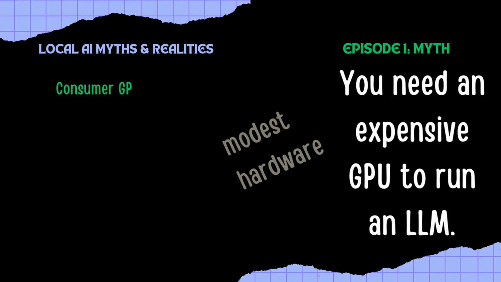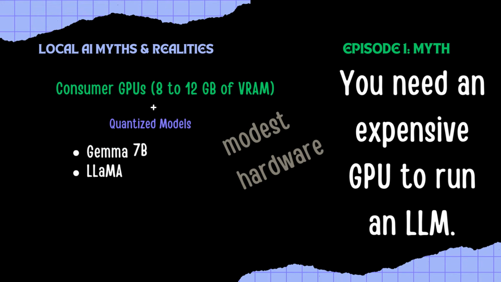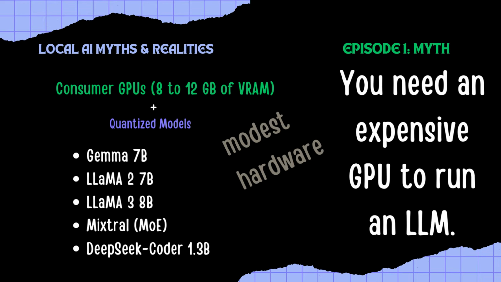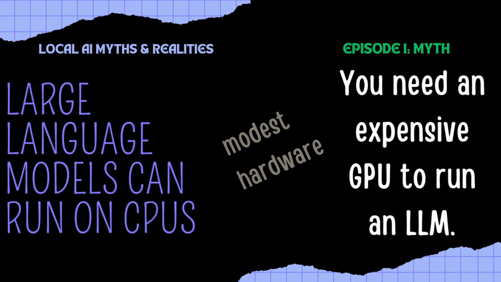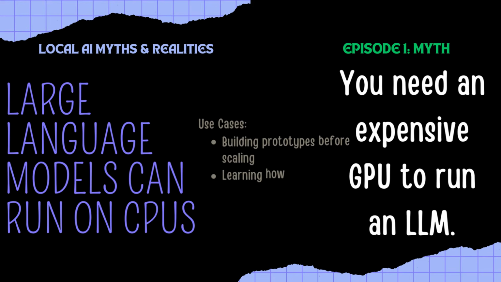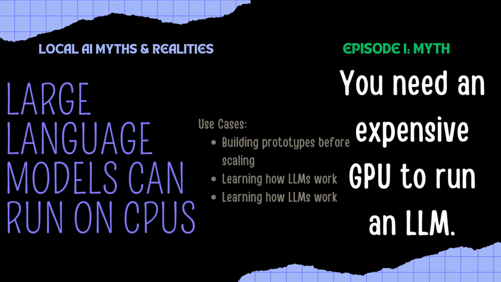Consumer GPUs, the same kind you'd find in a gaming laptop or a mid-range desktop, often have 8 to 12 gigabytes of VRAM. Pair that with quantized models, and suddenly you can run very capable LLMs that feel fast and responsive enough for day-to-day tasks. And if you don't even have a GPU, you still have options. Models can run on CPUs too. They'll be slower, but if your goal is experimentation or occasional use, it's perfectly viable.